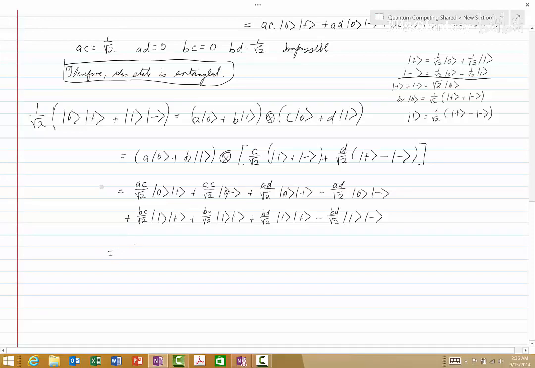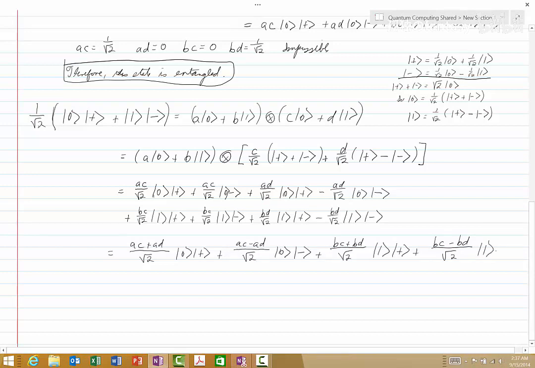And so we get AC plus AD over the square root of 2 times 0 plus, AC minus AD over the square root of 2 times 0 minus, plus BC plus BD over square root of 2, 1 plus, and then finally plus BC minus BD over square root of 2 times 1 minus.